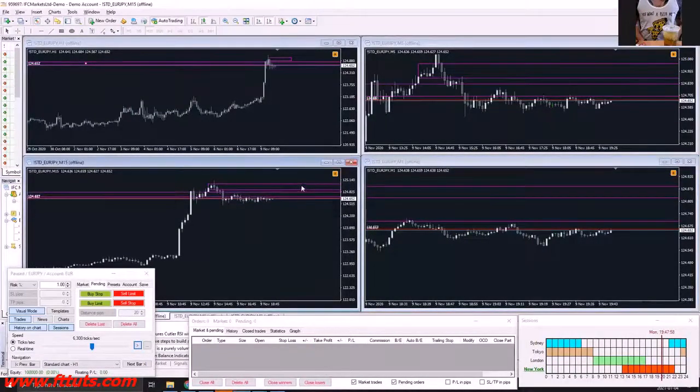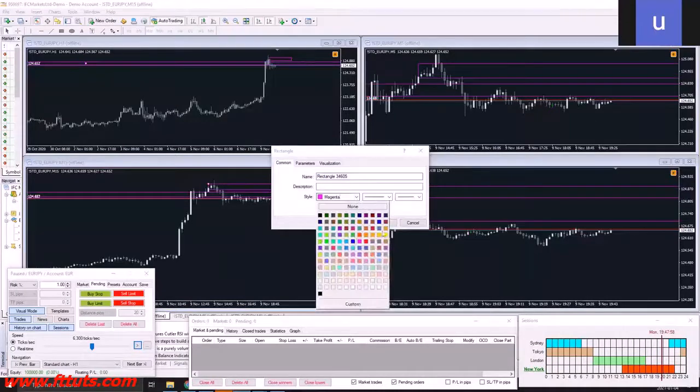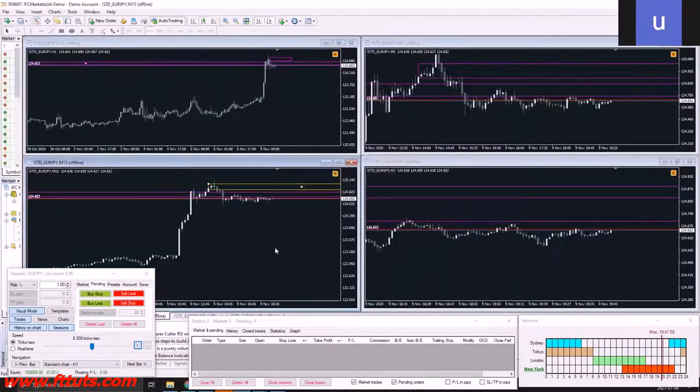I'm gonna make this a different color so it's easier to see. Yeah, right click it. You know how to do it. So I'll make that box yellow.